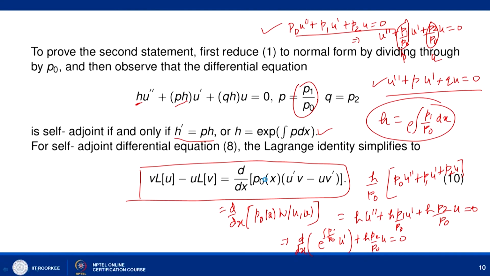So here the Lagrange identity simplifies to vLu minus uLv equal to d by dx of p0(x) (u'v minus uv'), which I can write as minus d by dx of p0(x) W of u, v.